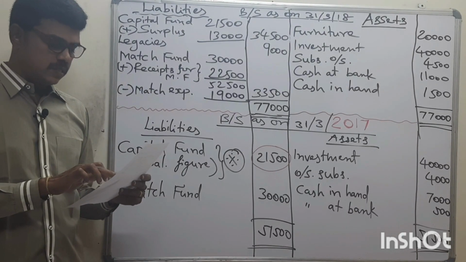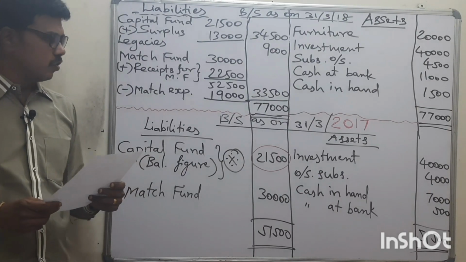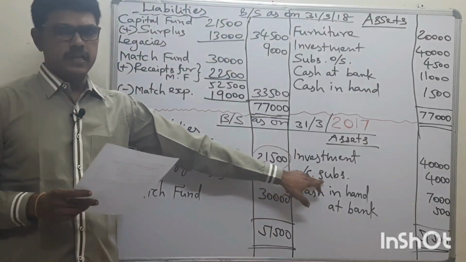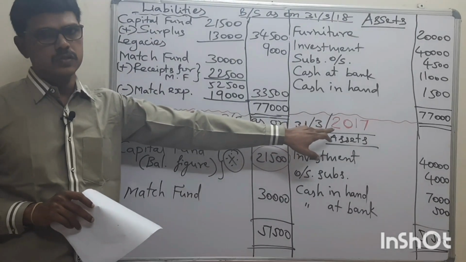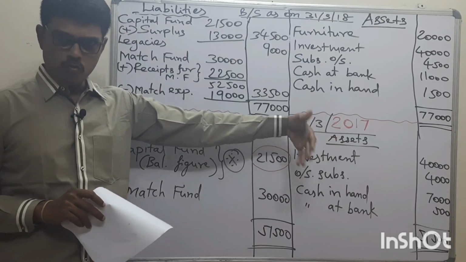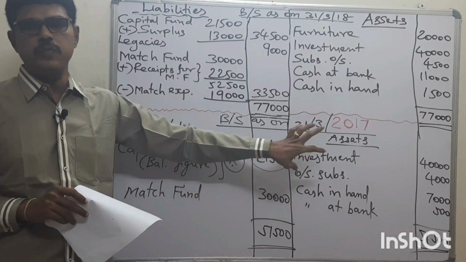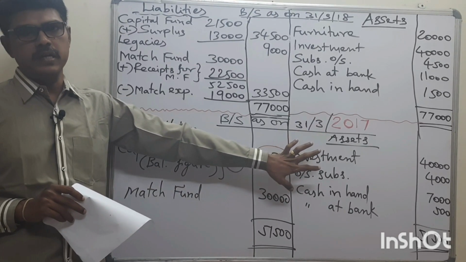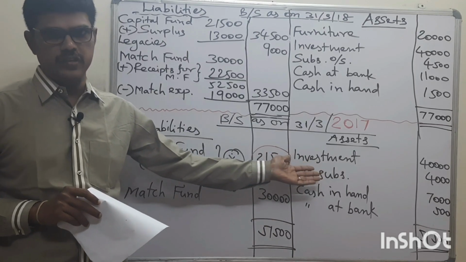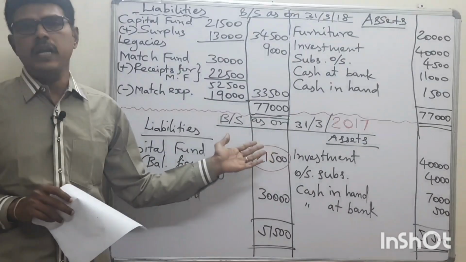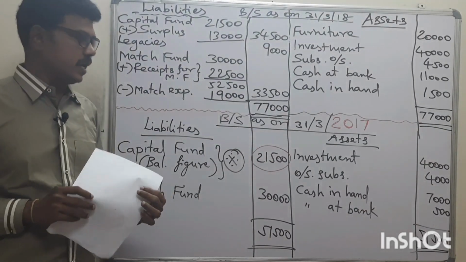Next, subscription in arrears. On 31st March 2017, subscription in arrears were 4,000 rupees. Outstanding subscription. We are preparing the balance sheet for 31st March 2017 or 1st April. If any value is given on 1st April or 31st March, it should be treated as the previous year. 1st April means current year opening; 31st March means previous year closing. That's all. No other value.